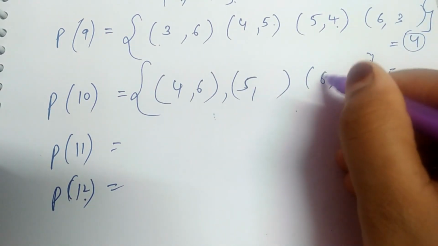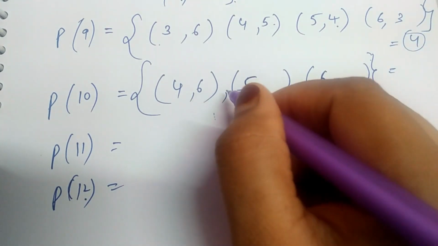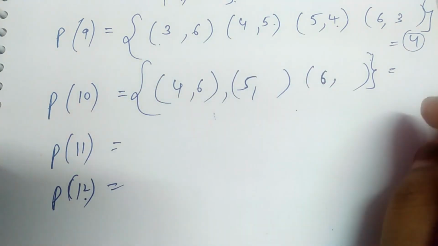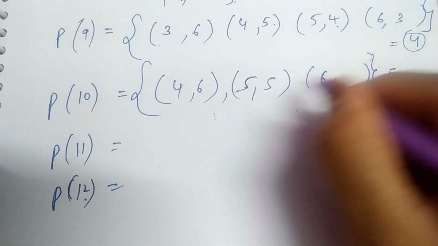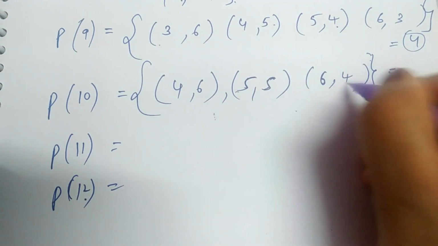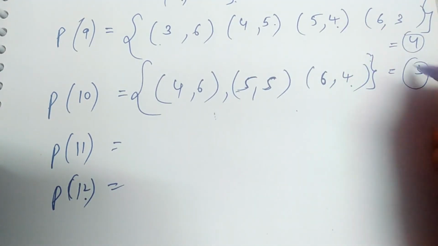Remember now, if you get a 6, it should be in sequence, then 5, again 5. You should get a 5 on both the dice, then only you will be getting 10. 6 plus 4. Okay, fine. How many elements? 3 elements.